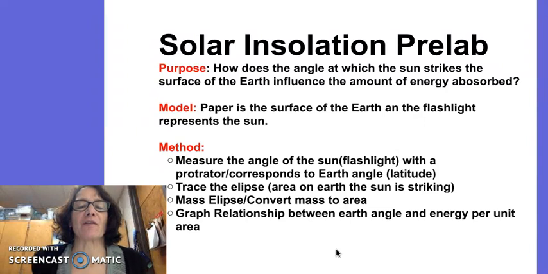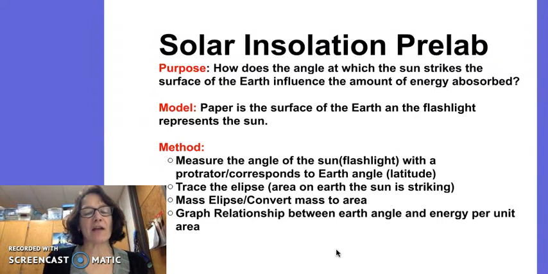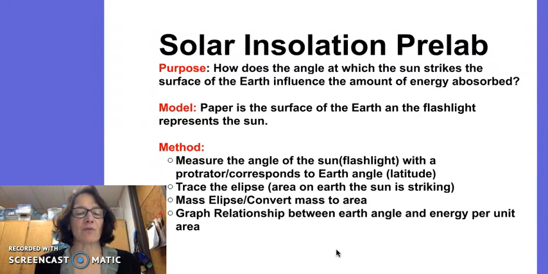First of all, the purpose of the lab: we are trying to measure the amount of solar radiation that strikes the surface of the earth per unit area. In our model, we'll be using a blank piece of paper to represent the surface of the earth and a flashlight to represent the sun. So that's a brief overview of the methods that we're going to be using.